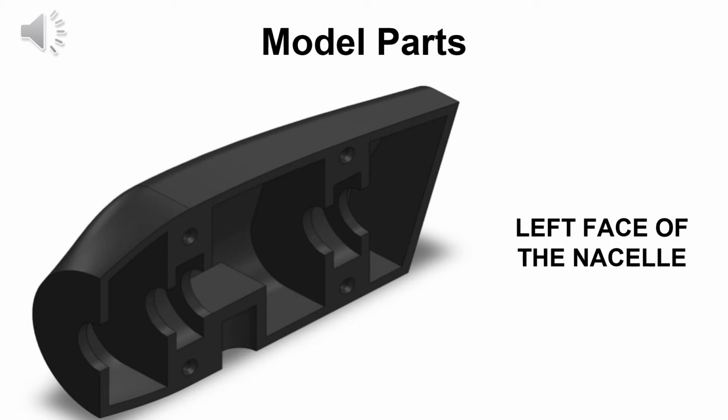The fourth part of the wind turbine would be the nacelle. This part houses the gears of the turbine. We used 6 features to model this part: loft boss base, mirror, shell, revolve cut, extruded boss base, and hole wizard.